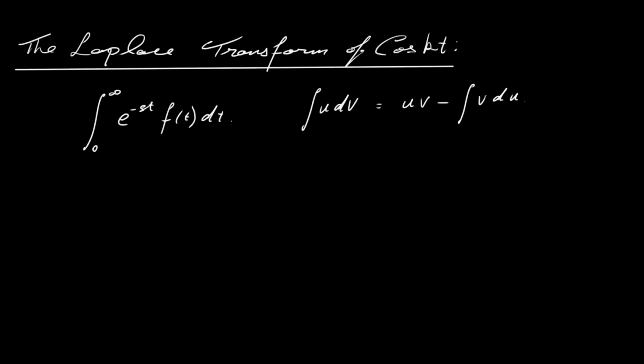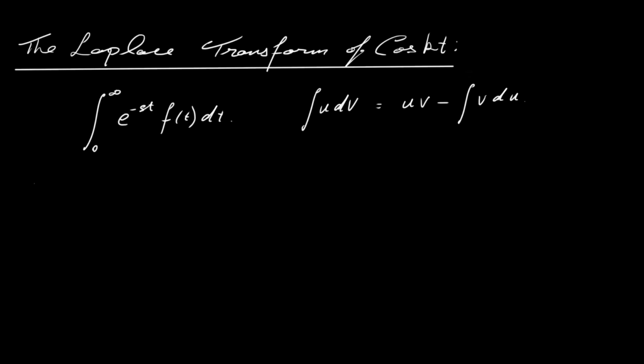Okay, so in this video I'm going to have a look at deriving the Laplace transform for cos kt. So I have the formula, or the definition here if you like, for the Laplace transform. That's the integral of e to the power minus st times the function f of t with respect to t. We will also be using this here. It's just integration by parts.